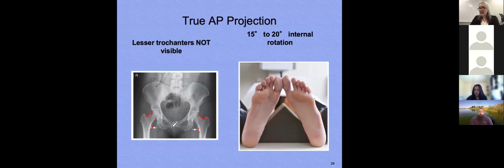That means that even though this is what we're looking to see to prove that this is parallel, the whole idea of what we're doing, why we're doing it, is to get the neck of the femur parallel to the image receptor.